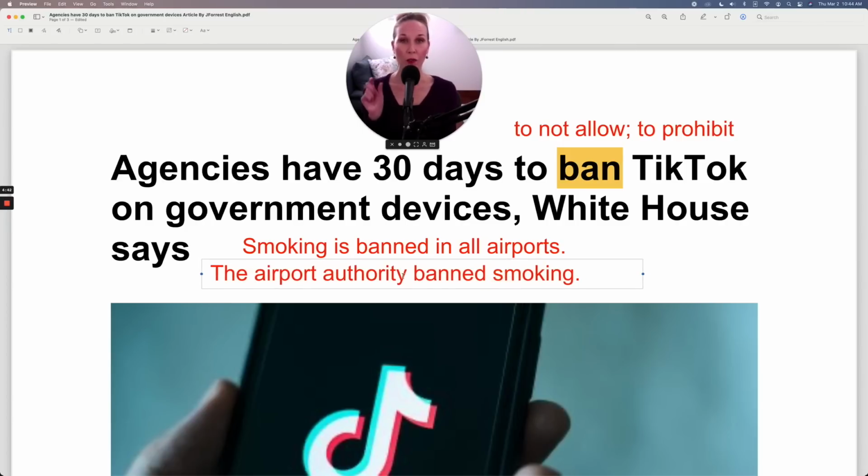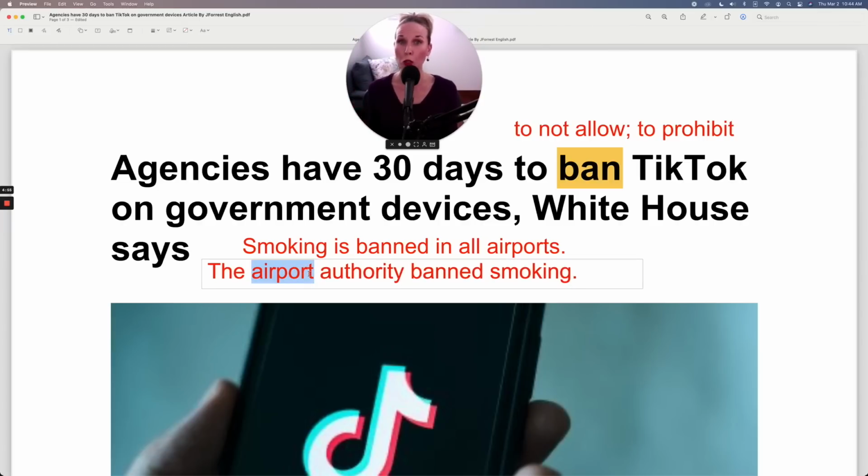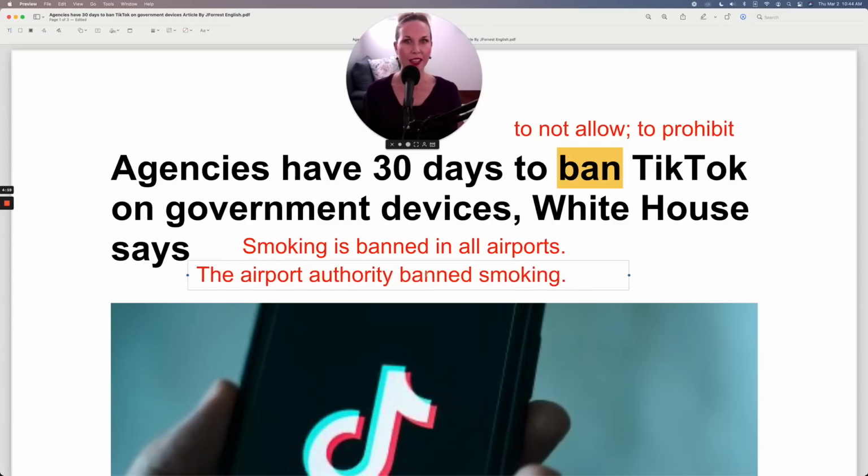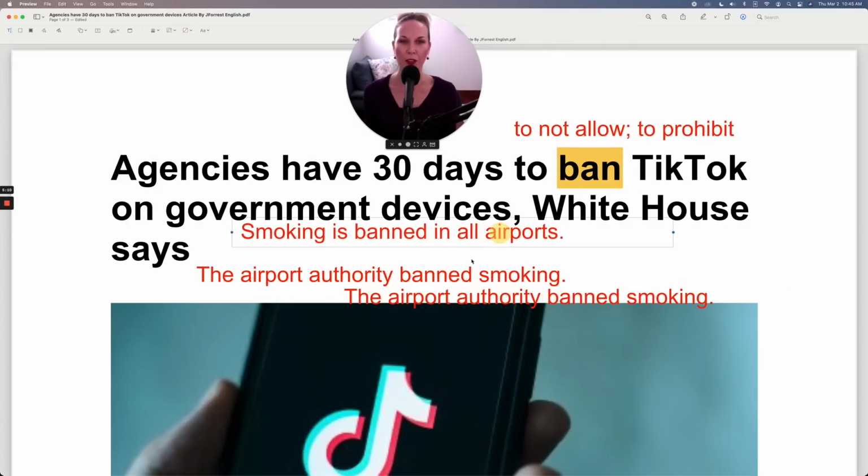This verb ban is commonly used in the passive form as well, because a lot of times we're just talking about the result. We're not necessarily talking about who is banning something. So how could I take this sentence and put it in the passive form? What do you think? I'll give you a second. Let me write it out for you in the passive form.